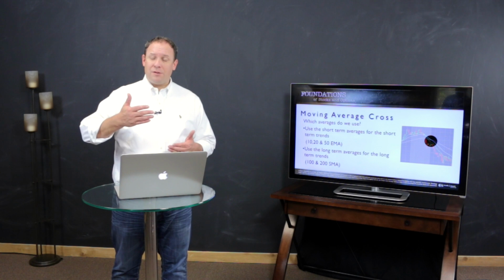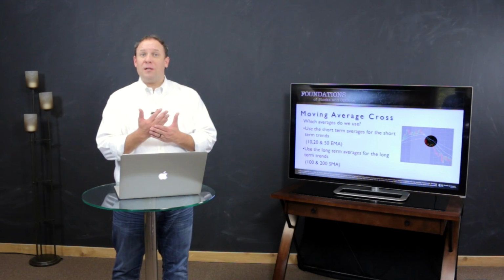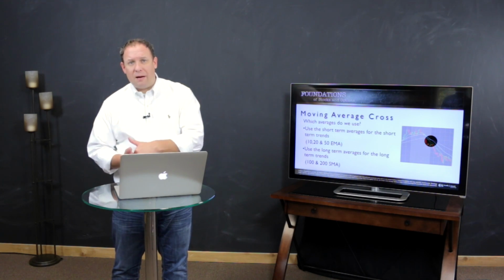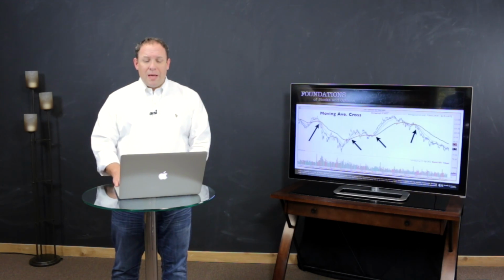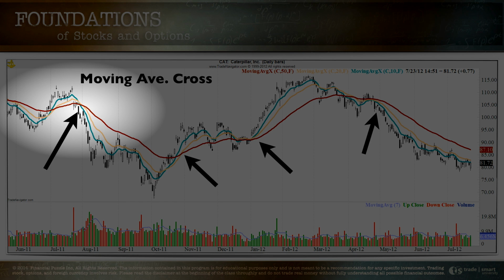Again, if we're above the averages, we're bullish. Below the average is bearish. And then if the averages are crossing up, it's bullish. If the averages are crossing down, it creates a bearish situation. Let's take an example here and look at a picture. Look at Caterpillar over here in July of 2011, and notice how all three of these moving averages were crossing down.